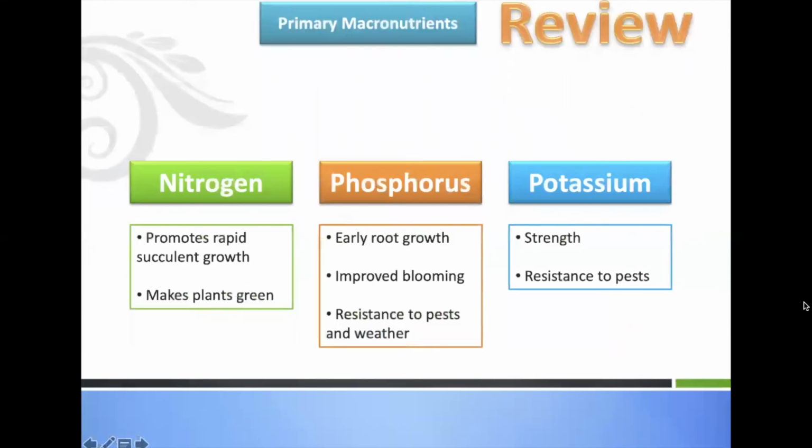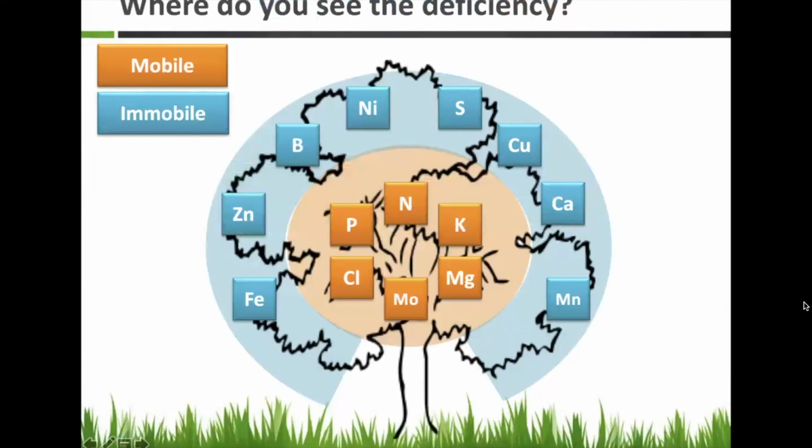So with the primary macronutrients, nitrogen promotes rapid succulent growth and makes the plant green. Phosphorus is for early root growth and improves blooming and provides resistance to pests and weather. And potassium adds strength and resistance to pests. And here's a really good diagram to see where you actually see the deficiencies, because if you see it on the older growth, those are the mobile elements. And if you see it on the newer growth, which is the outward growth, that is the immobile elements. So you can narrow it down a little bit better.